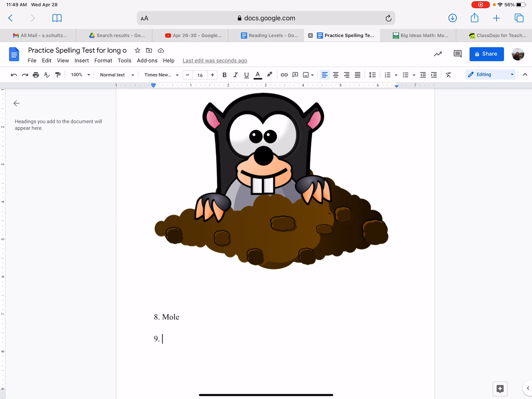And then for number 9, it's going to be stove. Stove. I like to keep warm by the stove. I'm going to put an image of a stove if I can find a good one.